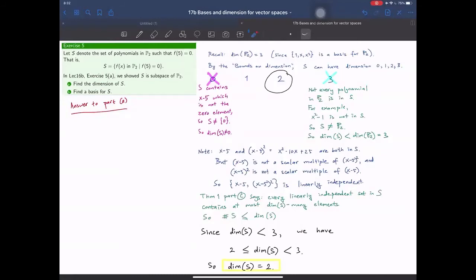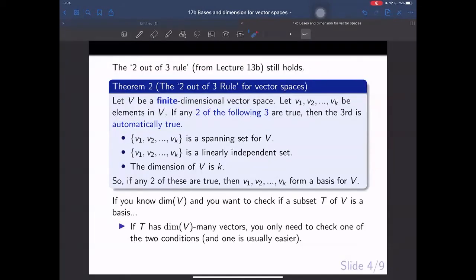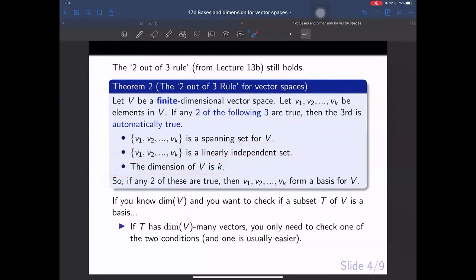Now that we know the dimension of S is 2, we will use this to find a basis for S. We already computed that the dimension is 2, and we already have a subset which is linearly independent, and the subset has the correct amount of elements, the same as the dimension. So we are in a good position to use the 2 out of 3 rule for vector spaces. With this rule, if we know that a subset is linearly independent and the dimension of the subspace is the same as the number of elements in this set, then we automatically get that the set is a spanning set, and that's exactly what we have.